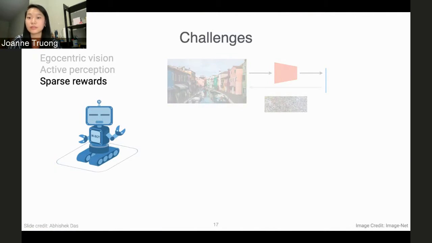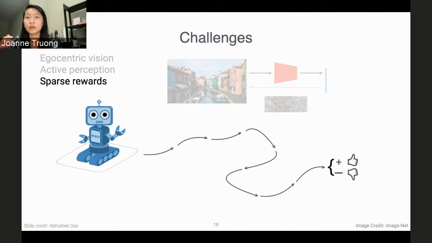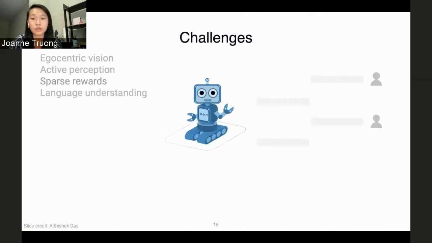Now you don't have access to this, where if you were to train an agent, the agent might be performing a long sequence of hundreds of steps only to see a single scalar reward at the end. And based on this reward, it'll have to decide which of these actions led to that outcome and which actions it should change in future iterations to do better.